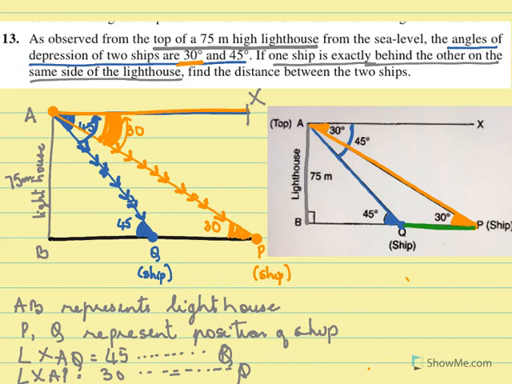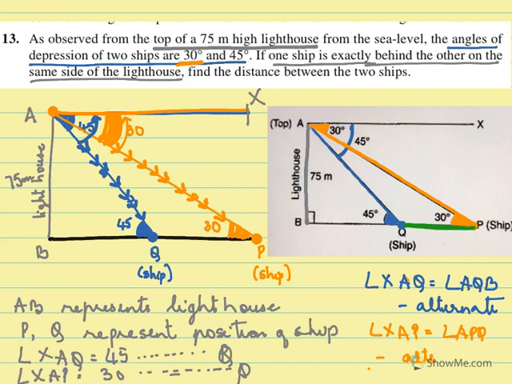And then you also have to say the alternate angles, why the angles are equal. You'll say this angle XAQ equal to angle AQP, alternate angles. And on the other side you write angle XAP equal to angle APQ, alternate.